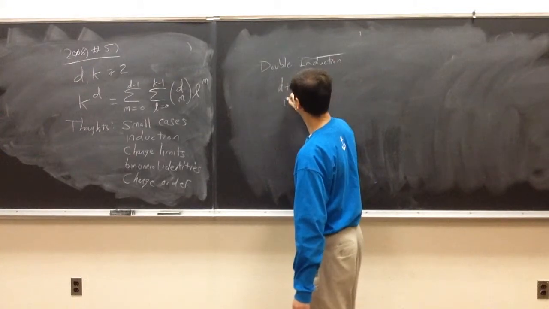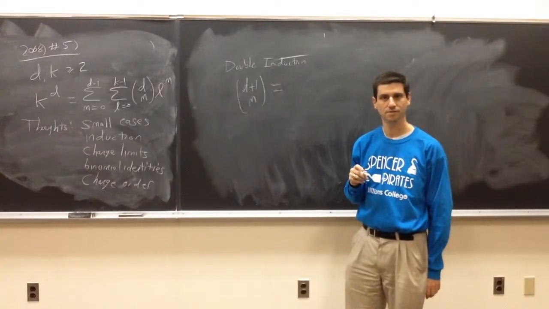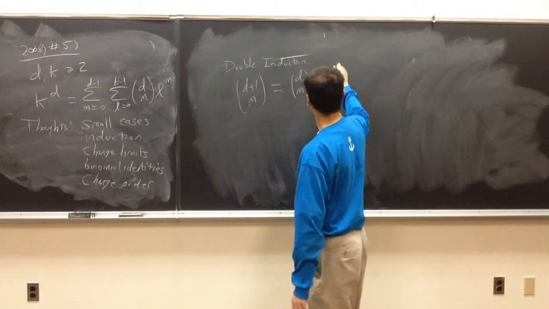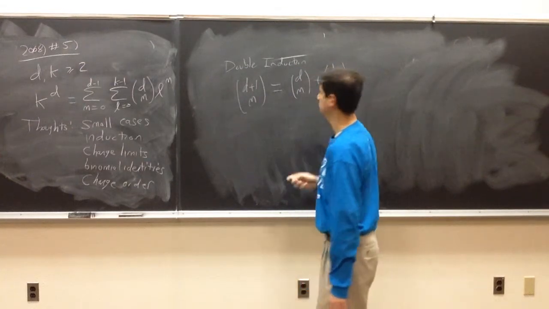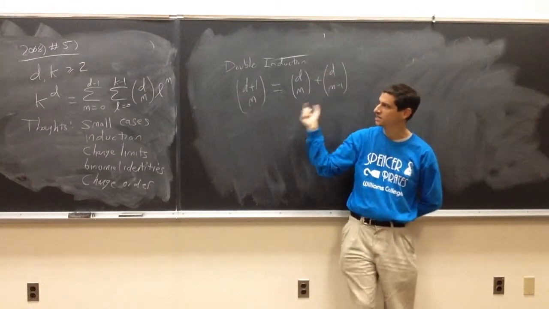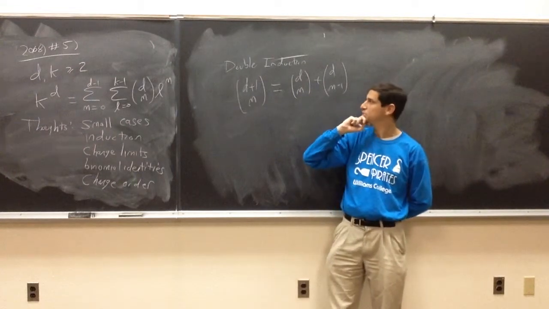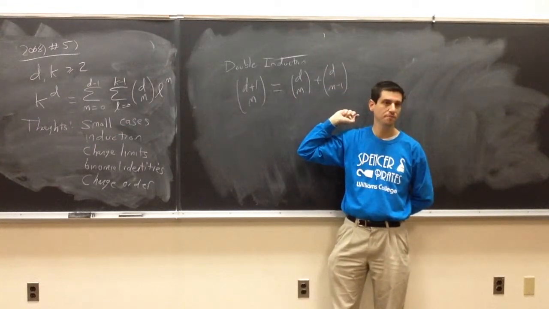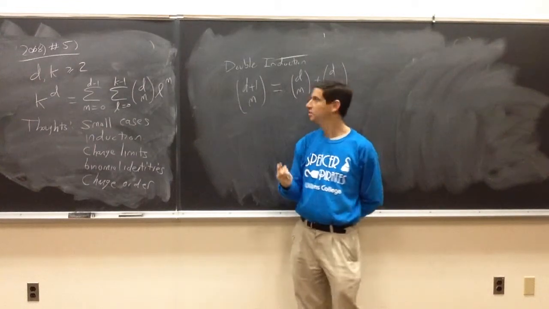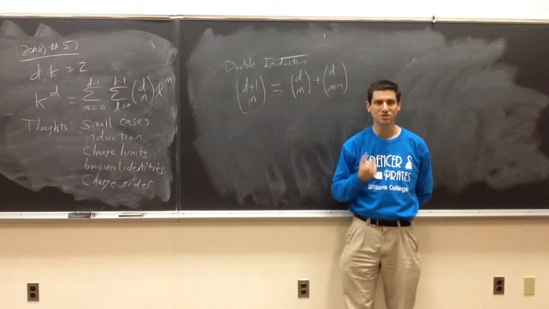And d plus 1 choose m, what does that equal? So d choose m plus d choose m minus 1. This is Pascal's triangle. So maybe if I do a double induction, I can then somehow break things up. I'm going to have to shift my index m a little bit. If m equals 0, what's d choose negative 1? 0. How many ways are there to choose negative 1 people from d people? None. There's no ways to do it.